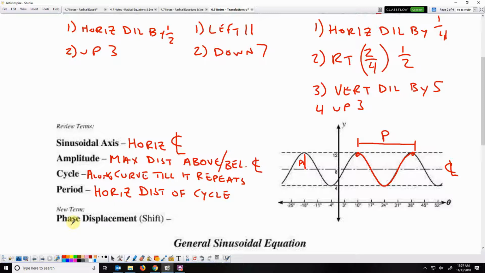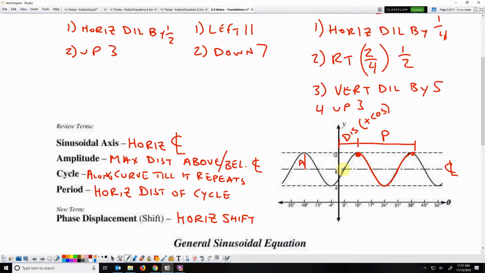And something new, a phase displacement or a phase shift, that is the horizontal shift, or the horizontal translation, how much it moves left or right. So I could have a displacement right here. If I use this as my displacement, that would be 10 degrees. Then my graph would be starting at the top and going down. That would be a positive cosine equation.